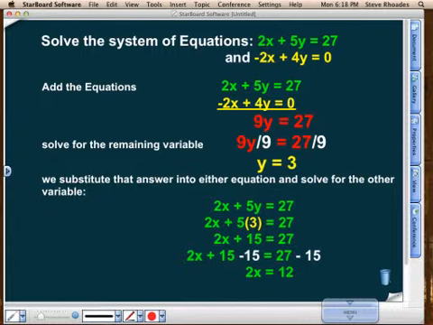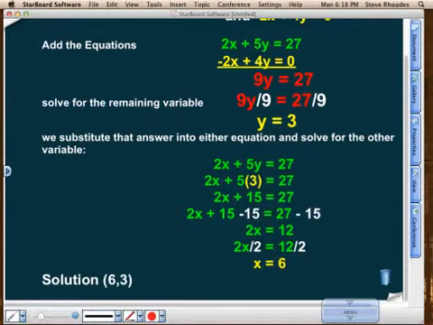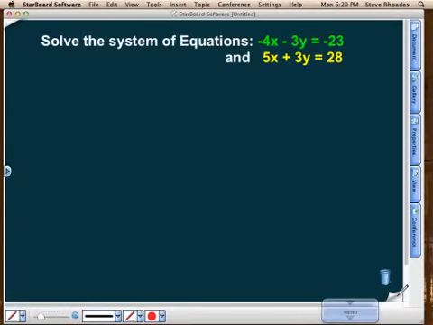Well, I do the opposite operation, which means I divide by 2. So I've got 2x divided by 2, and I've got 12 divided by 2. Got to keep things balanced. And that leaves me with x equals 6. All right, now, that works. y is equal to 3, x is equal to 6, and there's our answer right here, our solution.